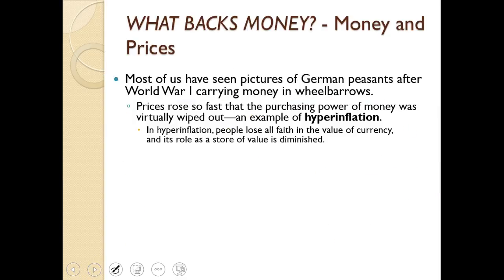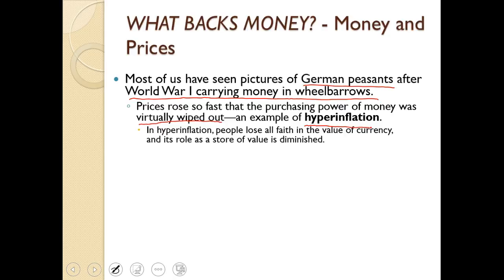Most of us have seen the pictures of German peasants after World War I carrying money in wheelbarrows. Prices rose so fast that the purchasing power of money was virtually wiped out. This is an example of hyperinflation. This is whenever the price of goods increase at such an alarming rate that essentially the purchasing power of money goes away.